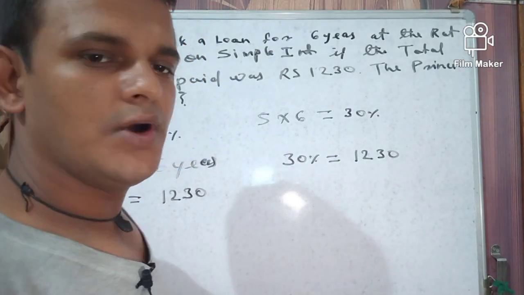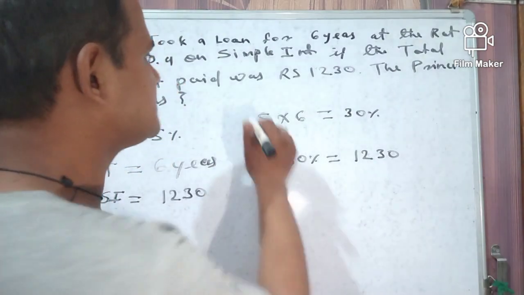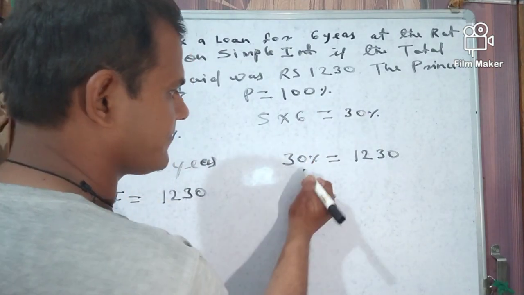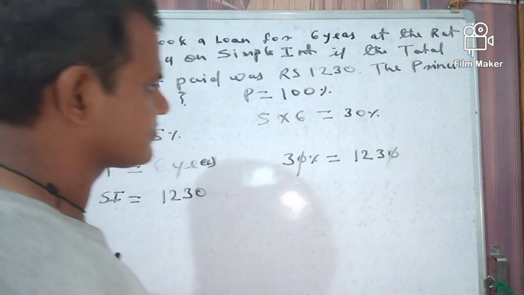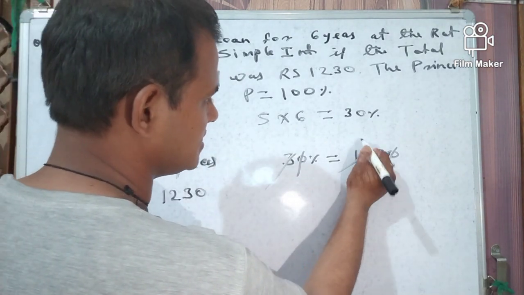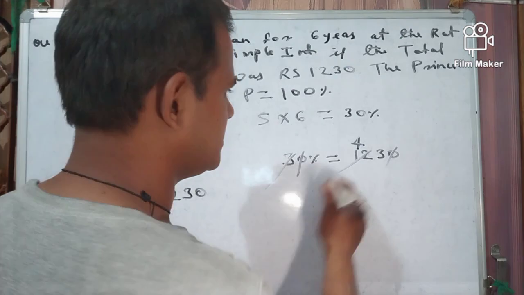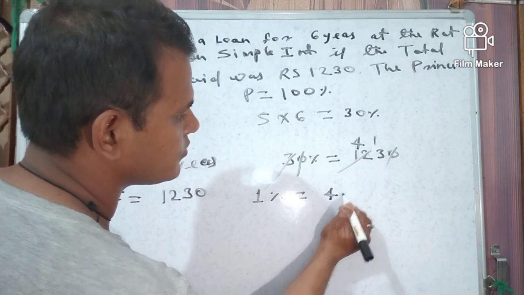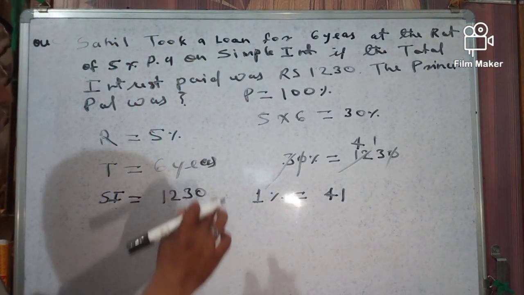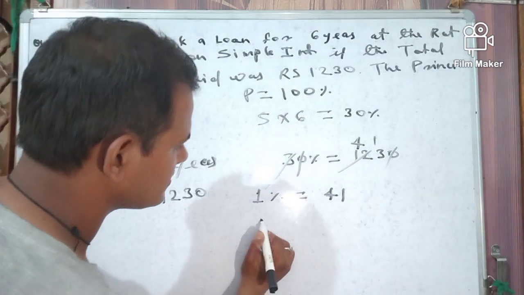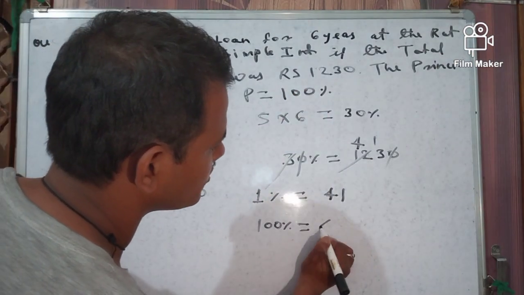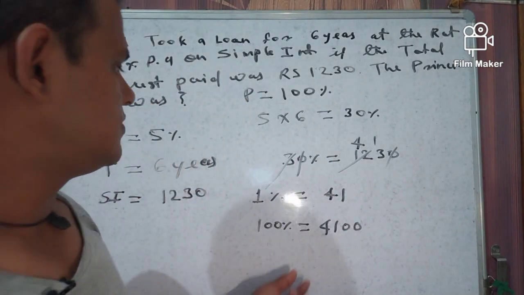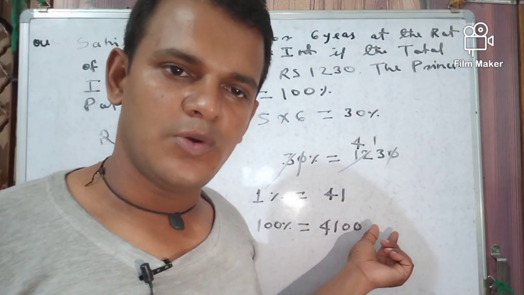Okay, we need to find what the principal was. Principal always will be 100%, right? So 0 and 0 cancel, 3 twos are 6, 3 fours are 12, 3 ones are 3. So 1% is equal to 41. We need the principal. Principal is equal to 100%. So multiplying by 100% will be 41 and 00. So 4100. So 4100 is the answer of this question.